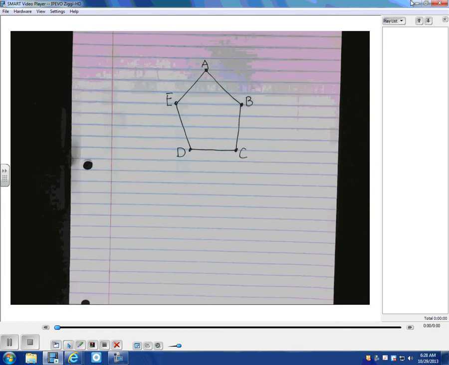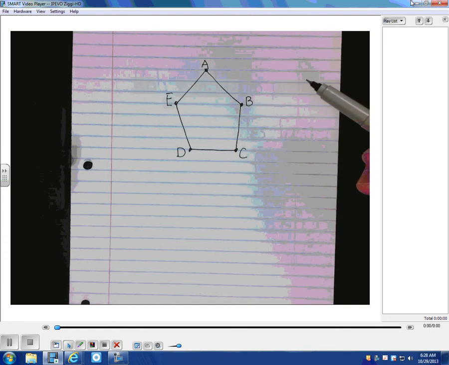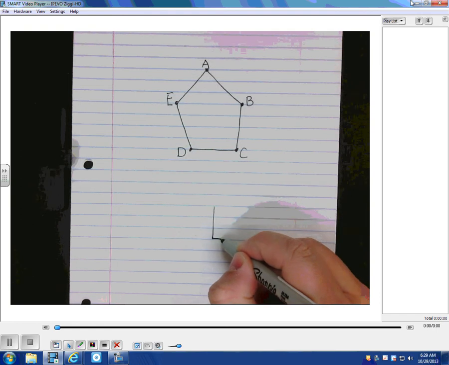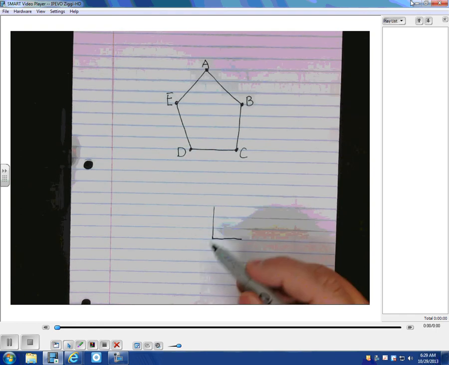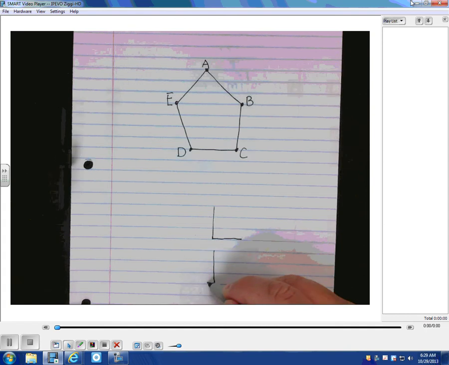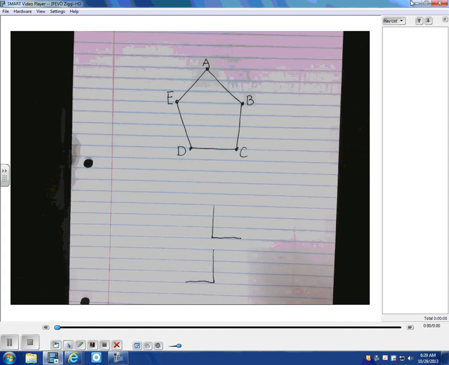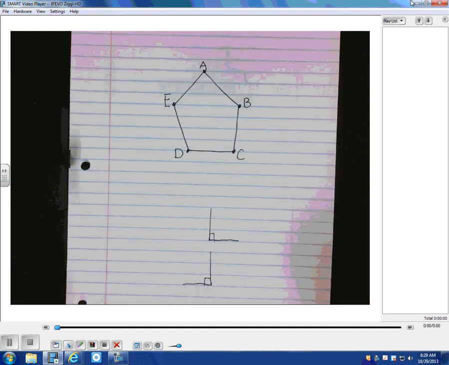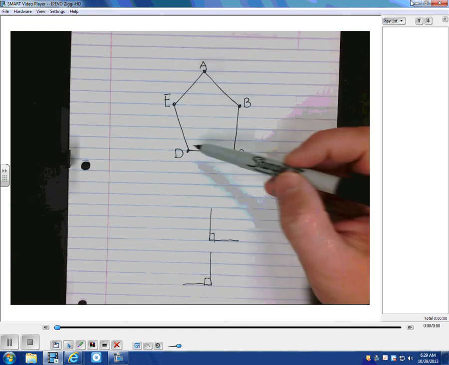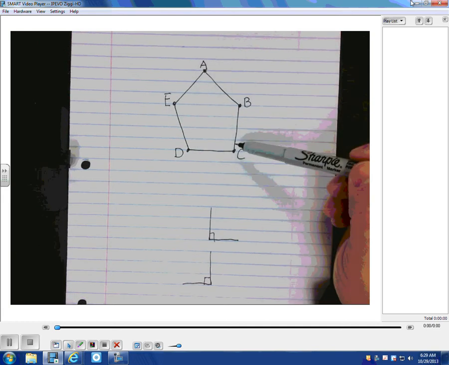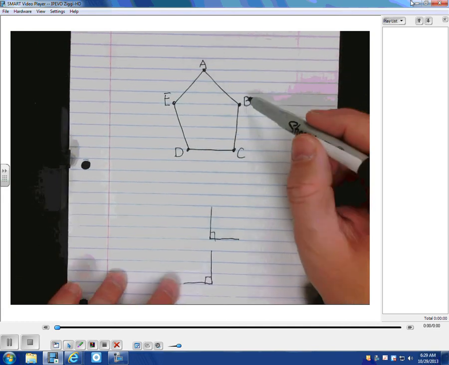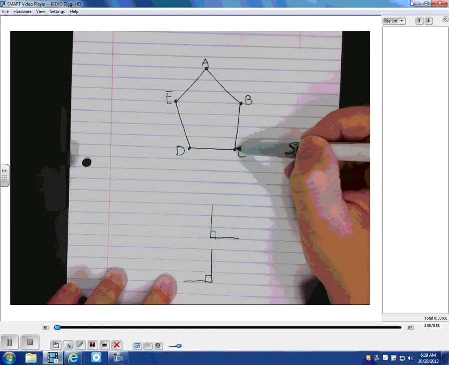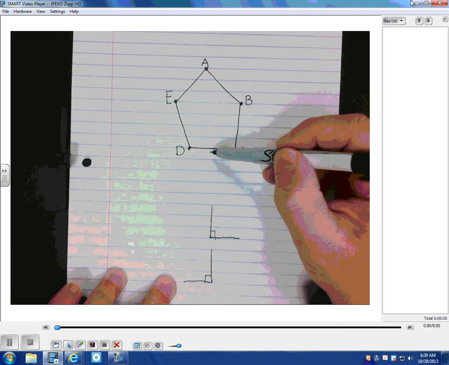Okay, so the first thing I have to do is identify the right angle. Remember, for a right angle, I like just to think of it as an L. It could be that way, but it doesn't matter which way. It could be this way. It could be any of those ways. Just so it has that 90 degree angle. So looking at this, we'll just go ahead and do this one together. I can tell that my right angle is right here. That is my right angle.